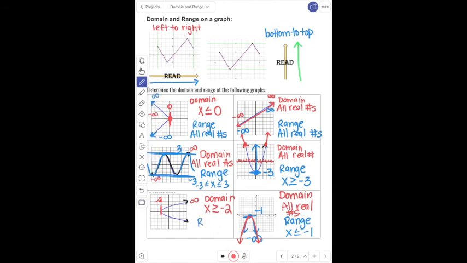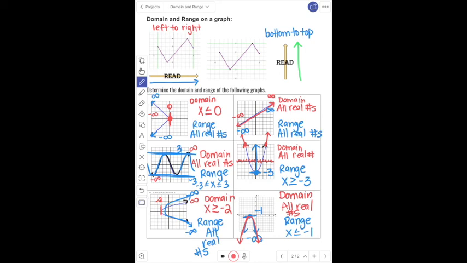All right, so for my range, my range are my y values. So that is going to be coming from the bottom. It's going to keep going down, so negative infinity. And then it's going to keep going up to positive infinity. So the range this time is all real numbers.